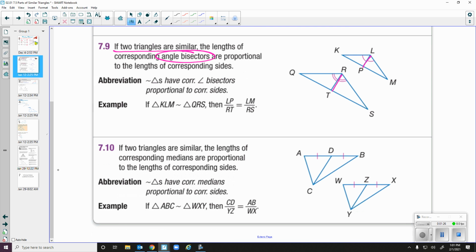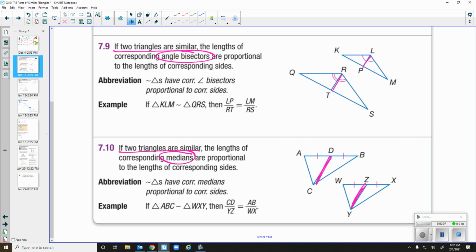And the third part of a triangle, and you have 2 similar triangles, the medians are also proportional. Medians, remember, go from a vertex to that opposite side, splitting that side into 2 equal parts. Okay. Again, it's talking about this part that is proportional. The actual bisector or median or altitude, the actual line itself, that fits in proportion. So that's our 3 parts of a triangle when you have 2 triangles.